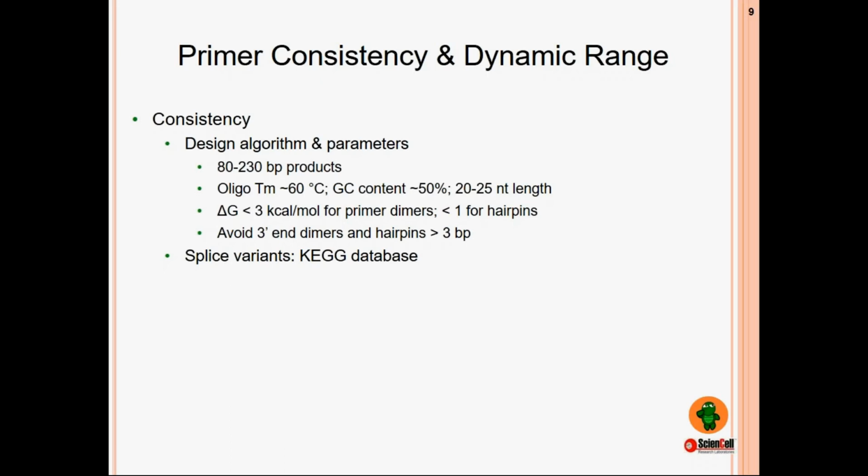Likewise, if you have a primer set that produces an 800 base pair product instead of an 80 base pair one like all of your other primer pairs, then that 800 base pair product may not get amplified efficiently every cycle because it takes longer to replicate larger products.